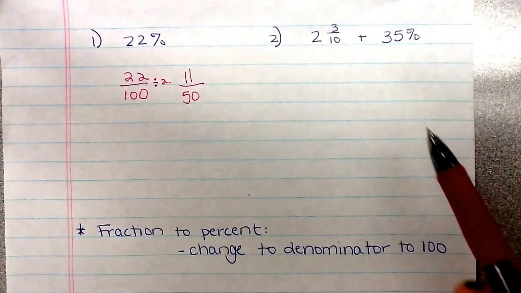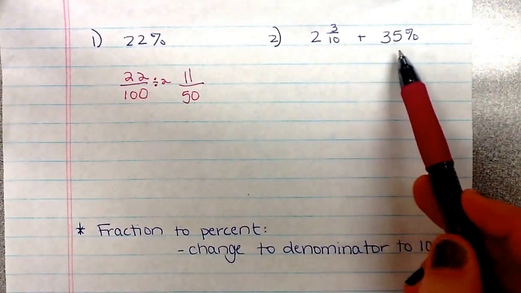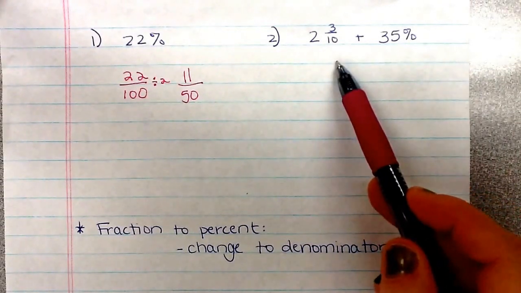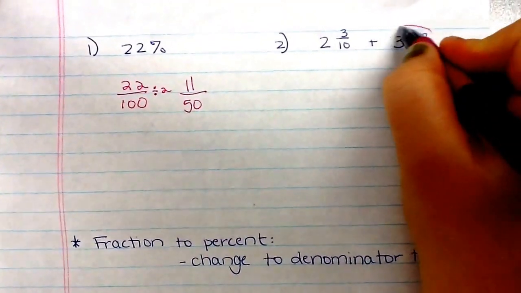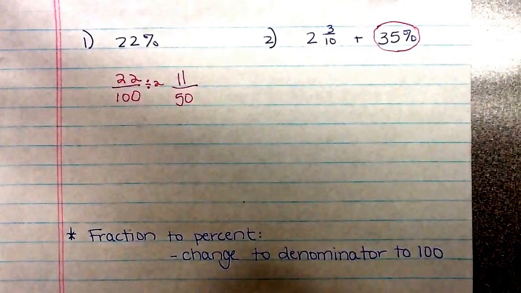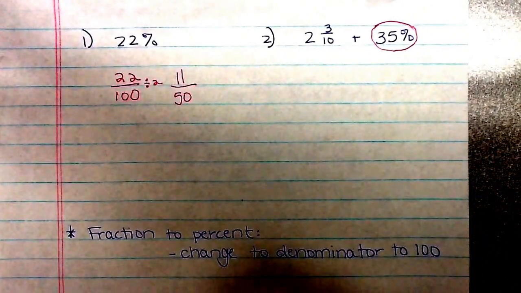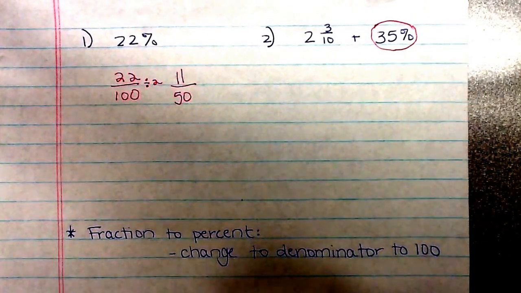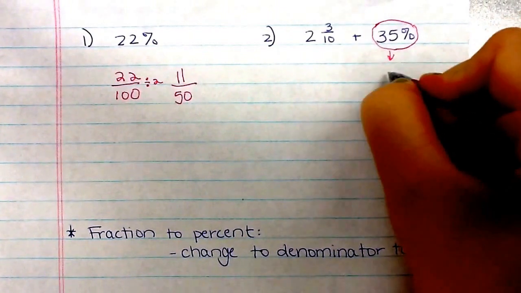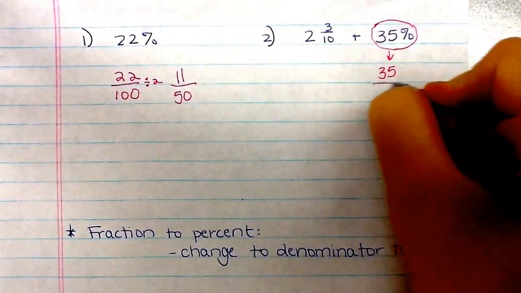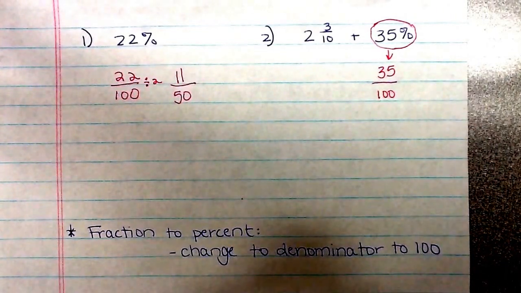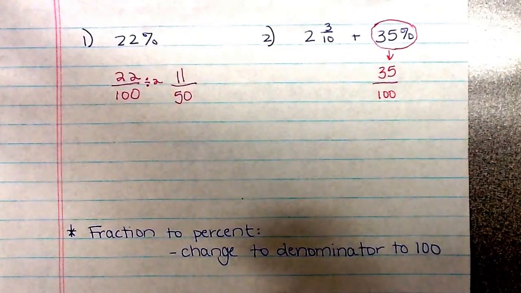So take a look at this next one. 2 3/10 plus 35%. I can't add these together yet. They're not the same form. So will you please, on your own, change 35% to a fraction? Let's see how you did. A percent is a number over 100. Okay, a percent is a number over 100.